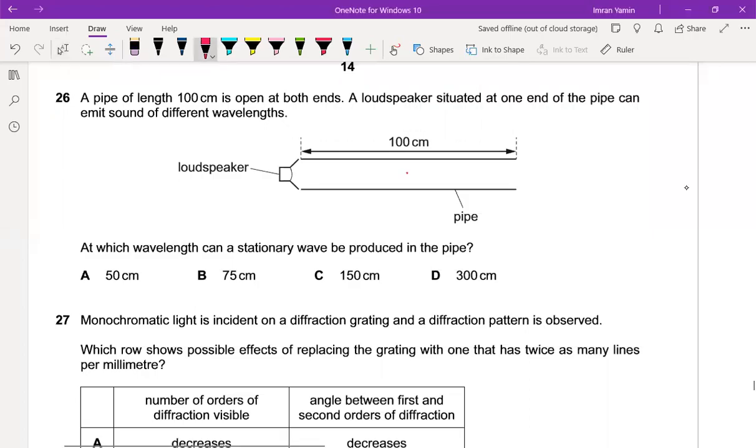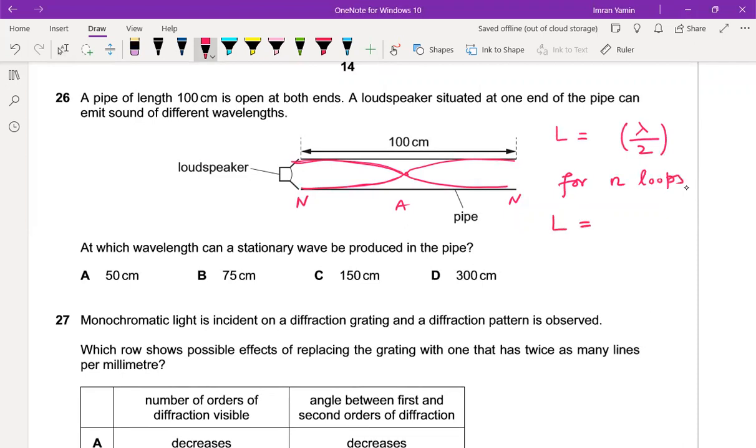In an open pipe, stationary waves are formed in this form, and the length of the pipe is equal to the distance from node to node, that is lambda by 2. If there is one loop, then length is lambda by 2. If two loops, it will be multiplied by 2. If three loops, it will be multiplied by 3. For n loops, the length of the pipe in an open-end pipe is equal to n lambda by 2. And n can be any number: one loop, two loops, three loops, four loops. n is the number of loops.